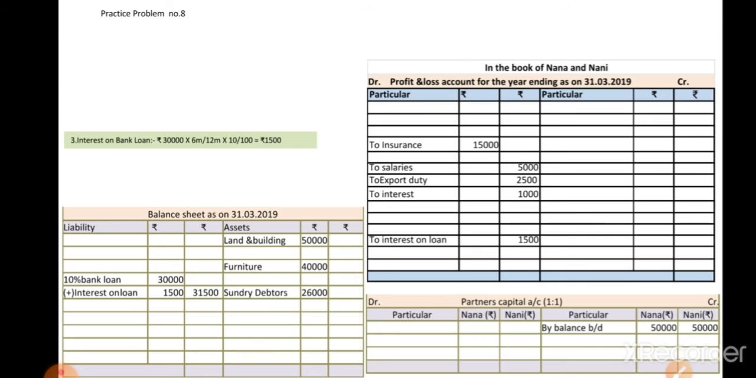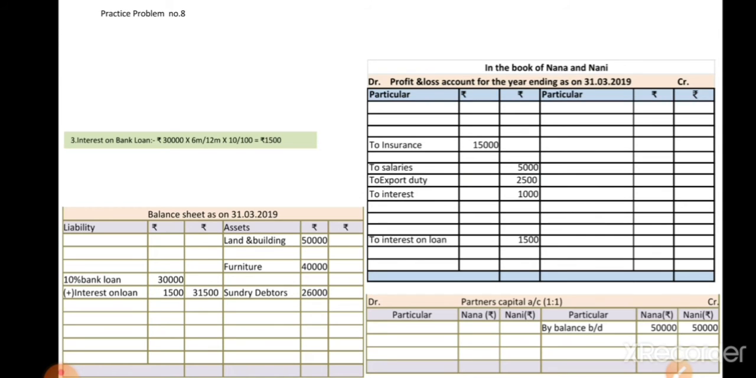You can show in presentation interest 1,000 plus interest on loan 1,500, and you can take the total in the outer column. But here in these slides we show the interest on loan separately, 1,500, in the profit and loss account debit side. Here, for the hidden adjustment, we have shown both effects in the final account.